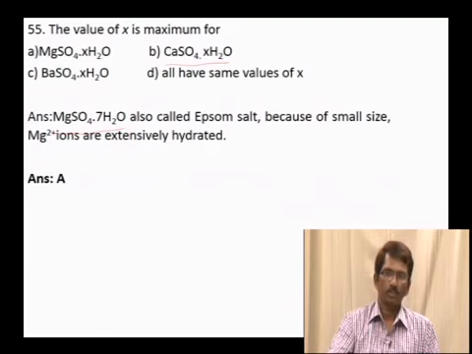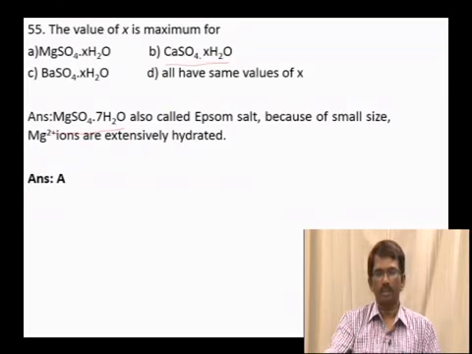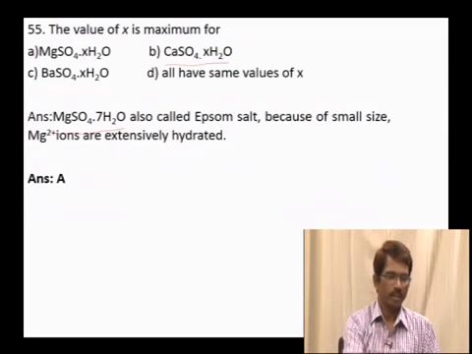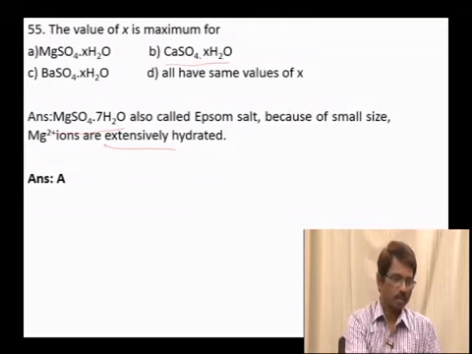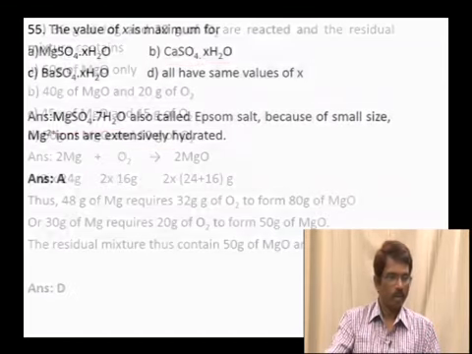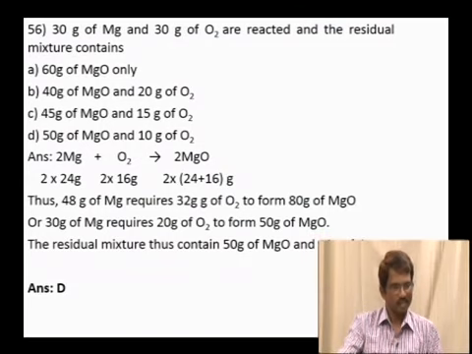MgSO4.7H2O is also called Epsom salt. It is associated with 7 molecules of water of hydration because of its small size, and hence because of the small size of Mg2 plus ions they are extensively hydrated, and the value of X, which is 7 for MgSO4, is the maximum, and hence the correct option is option A. Move on to question number 56.